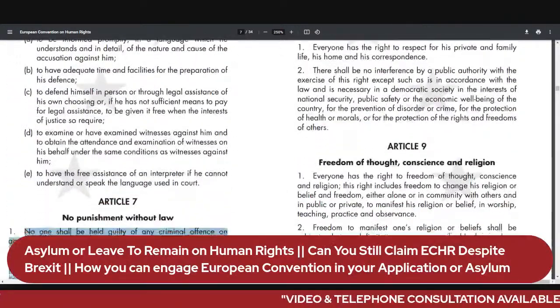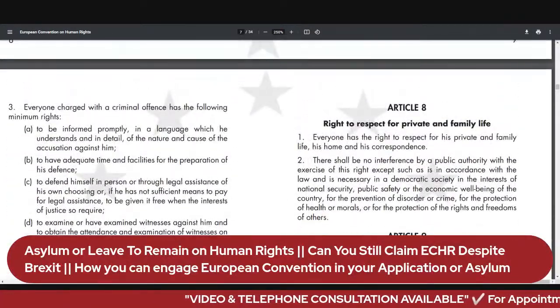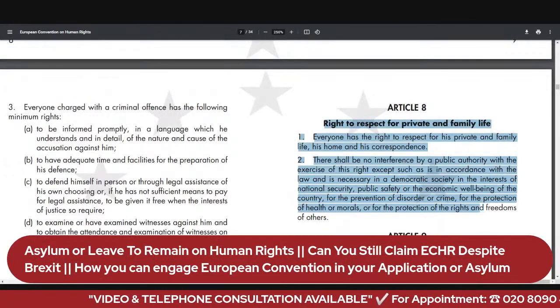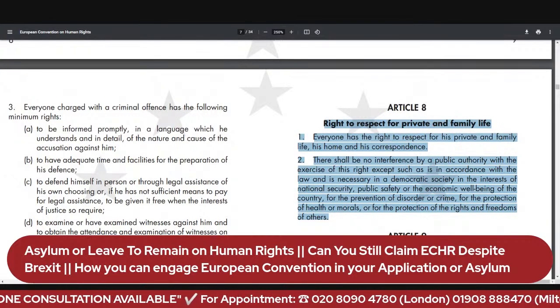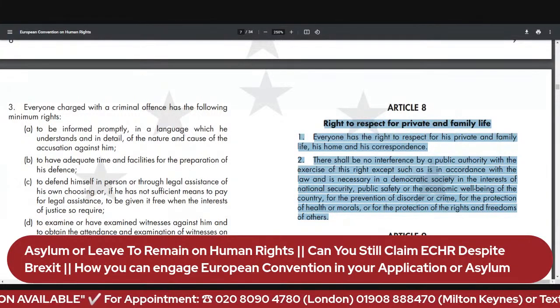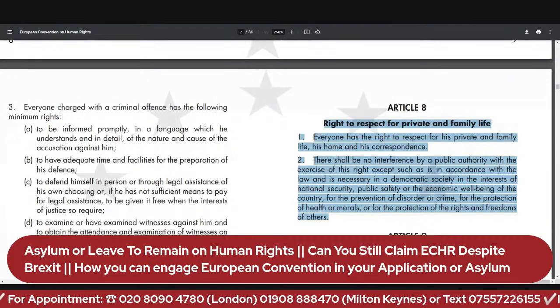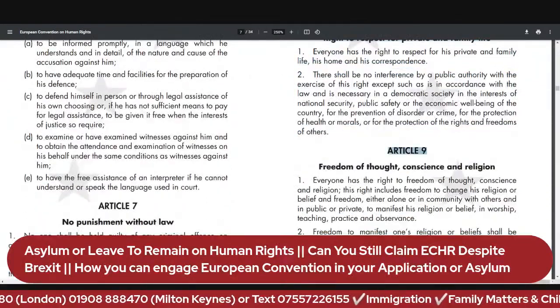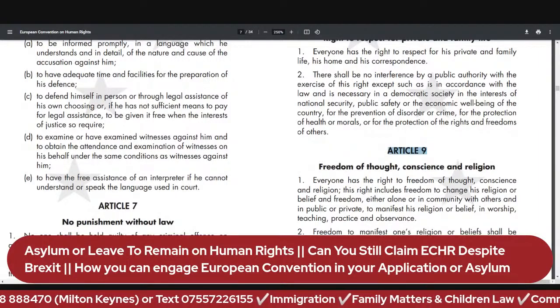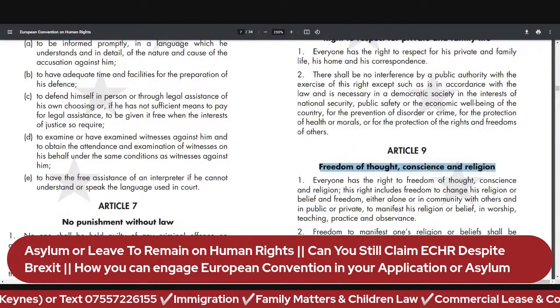Now the last one, which I mentioned, is the right to respect for private and family life. I will not talk much about it. Many of you know about it, and 90% of applications in the UK are based on private and family life. Article 9, which is not an absolute right, is freedom of thought, conscience, and religion.